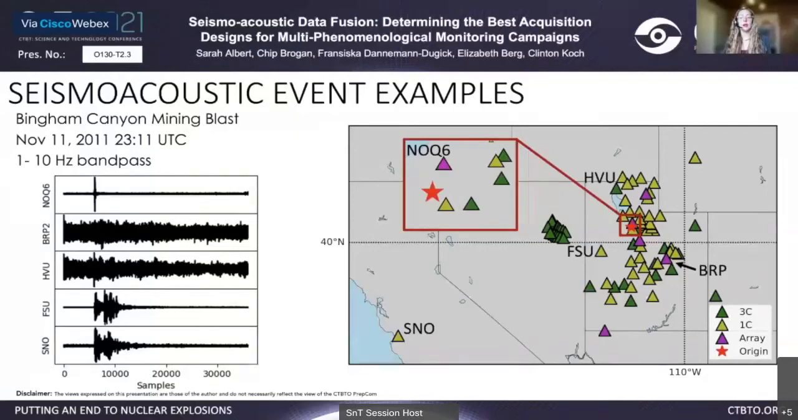And this is because Utah has both an extensive seismic network, as we saw in an earlier slide, but it also has a regional infrasound array network. And looking at these waveforms, we see an impulsive onset at the NOQ infrasound array here. This is just one of the sensors in the array. But the seismic stations also show an impulsive event, but it's of longer duration.